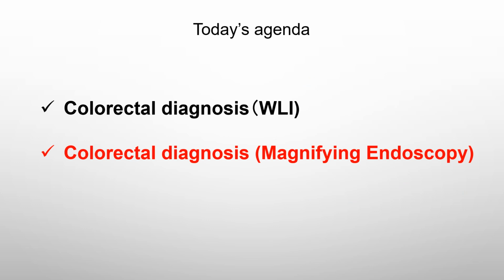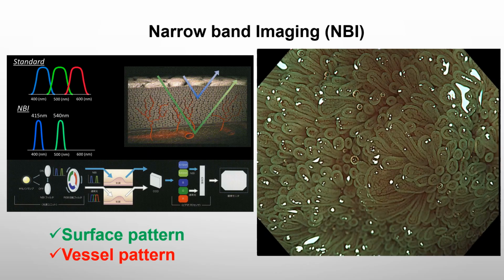Next, let's talk about colorectal diagnosis with magnifying endoscopy. At first, NBI. NBI has been studied by Sano since 1999. NBI uses two wavelengths of 450 nanometers and 540 nanometers, which are narrowed by a dedicated optical filter to suppress the reflection of blood, thereby enabling clear observation of superficial vessels and surface structure of tumors.